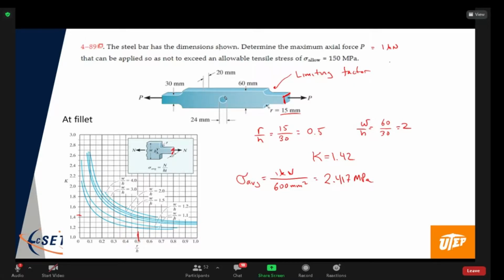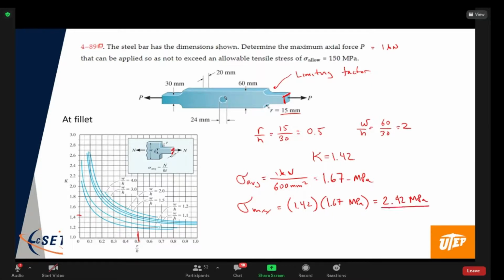So we got K is 1.42. So the max stress is 1.42 times the 2.42 megapascals. Oh, I'm sorry, I did this the wrong way. See, this is what happens when I do this. Sorry. If you do these numbers, you actually get this is 1.67, and that gives me the 2.42.